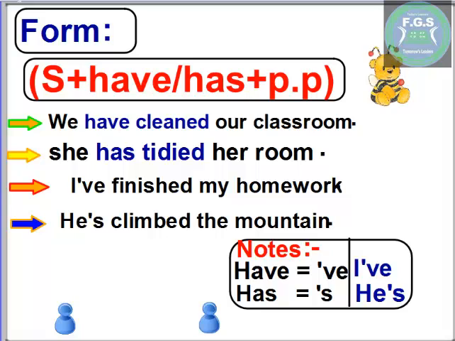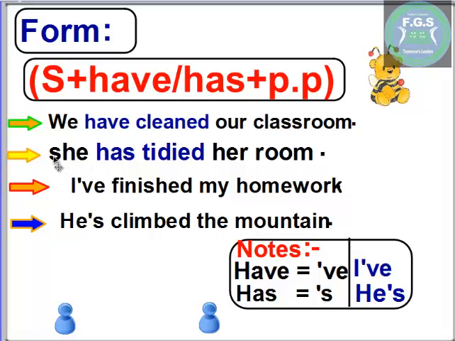Okay, let's see the form of the present perfect tense. As we see here, the subject plus have or has, then the past participle. So I, we, you, they will come with have, and he, she, it will, okay, come with has. So we have cleaned our classroom. Here the subject, then have, followed by the past participle.